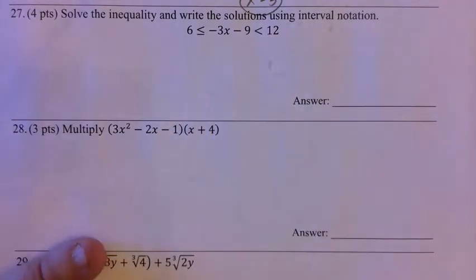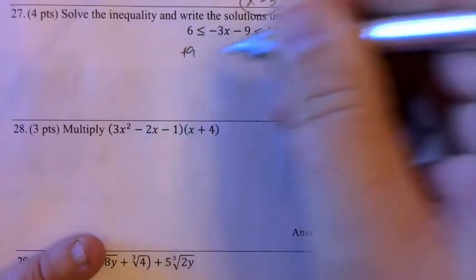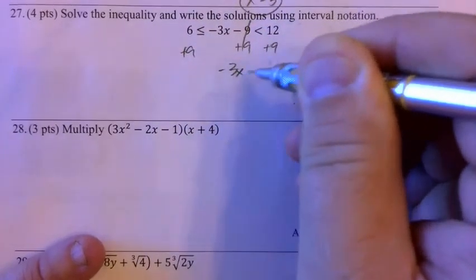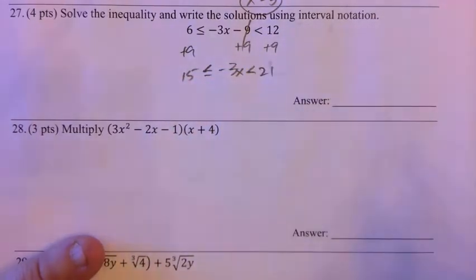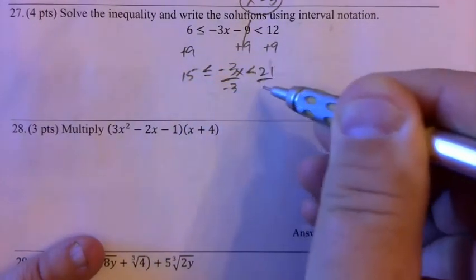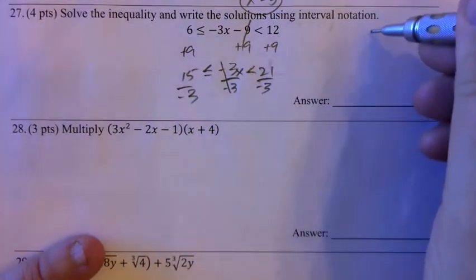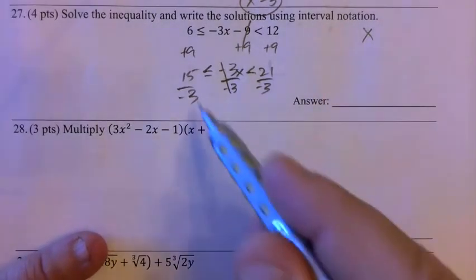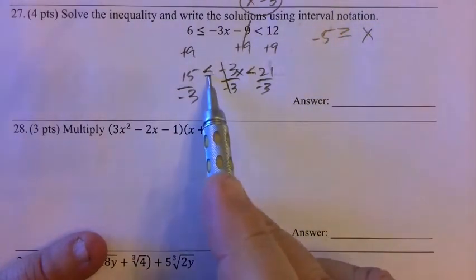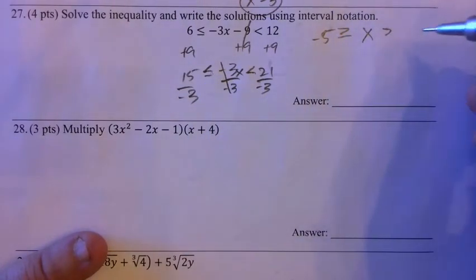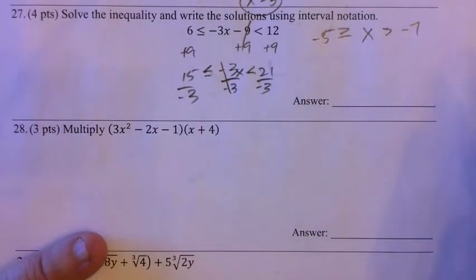Solve the inequality. Write the solutions in interval notation. So I'm going to add 9 to get this by itself. Add 9. That's gone. Negative 3x is less than 21, less than or equal to 15. Okay, divide by negative 3. Now I'm dividing by a negative. That means my signs are going to flip. So 15 over negative 3 is negative 5. And this flips like this, right? It was less than, now it's not. And 21 over negative 3 is negative 7.